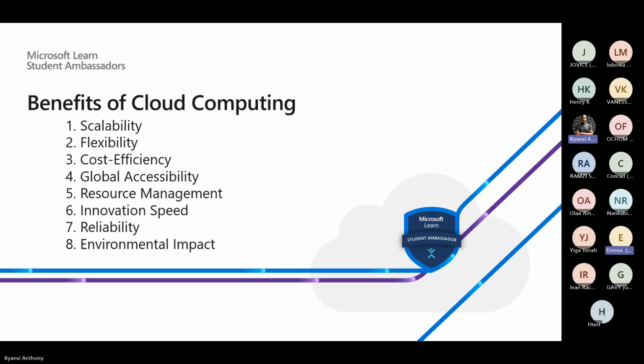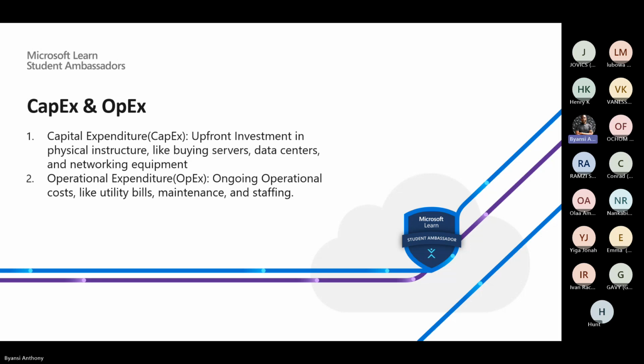Yeah, so moving along to the next slide. When it comes to cloud computing in general, there's a concept called CapEx and OpEx. But first of all, let's look at the definition of that. Capital expenditure, you might as well call it CapEx, is basically the upfront investment in the physical infrastructure. That would be like buying servers, data centers, and then networking equipment.